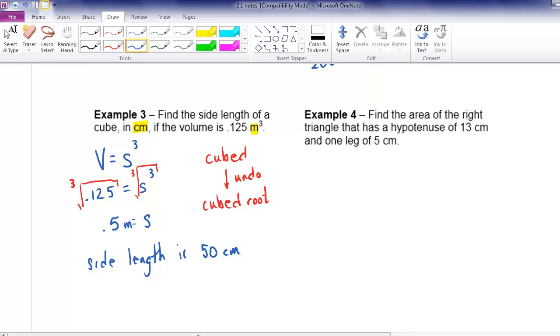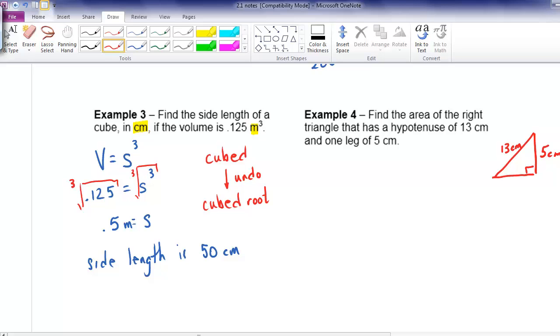Okay, last one. Find the area of a right triangle that has a hypotenuse of 13 centimeters and one leg of 5 centimeters. And again, a great idea is to draw a picture. So if I draw a picture of this triangle, it says hypotenuse, so I'm hoping you automatically know if it has a hypotenuse, it has to be a right triangle. The hypotenuse is the longest side. It is the side opposite the 90-degree angle. And the other two sides don't really matter. They're just legs. They don't have a special name.